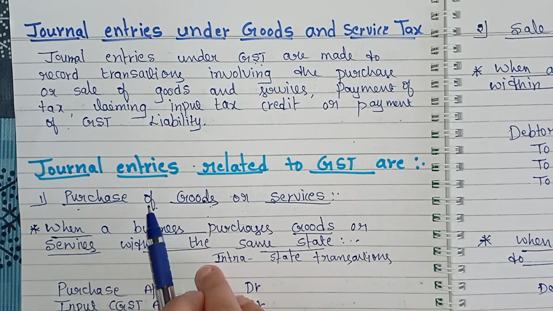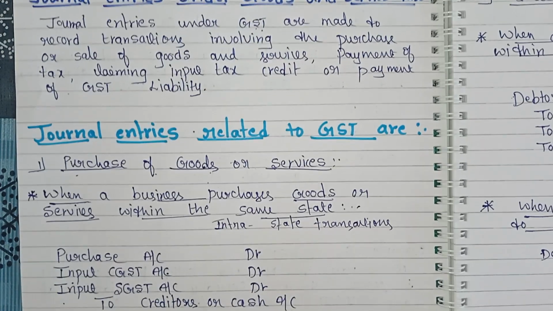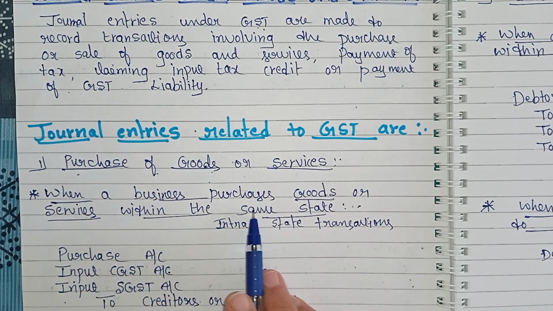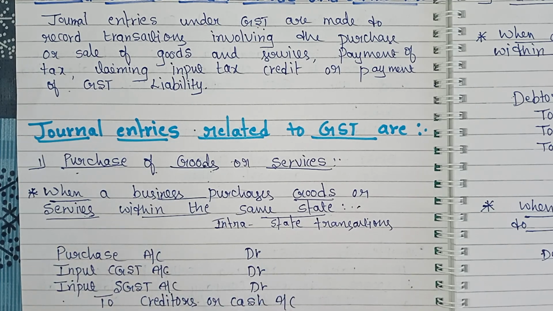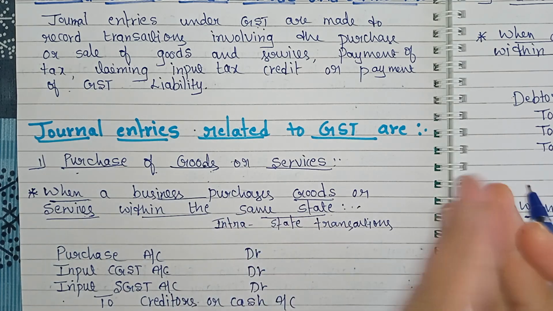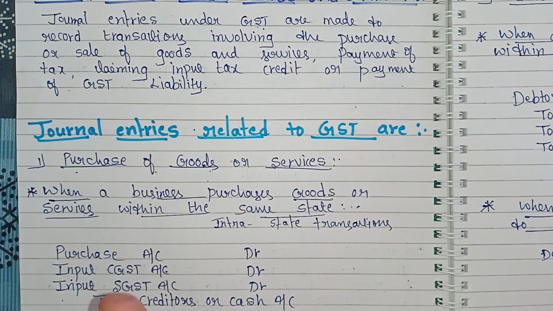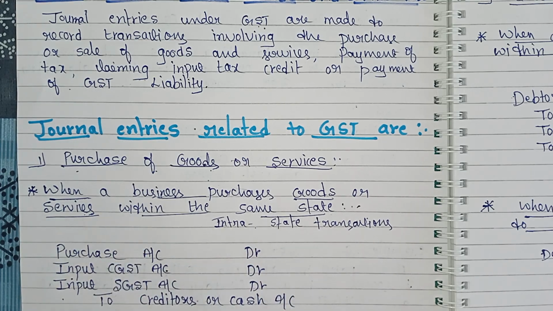First one, that is purchase of goods or services. In that first case, a business purchases goods or services within the same state. Within the same state means intrastate transactions. For example, the business purchases the goods and services from Karnataka, and the business also exists in Karnataka. From Karnataka only they will purchase the goods. This is called intrastate transactions.